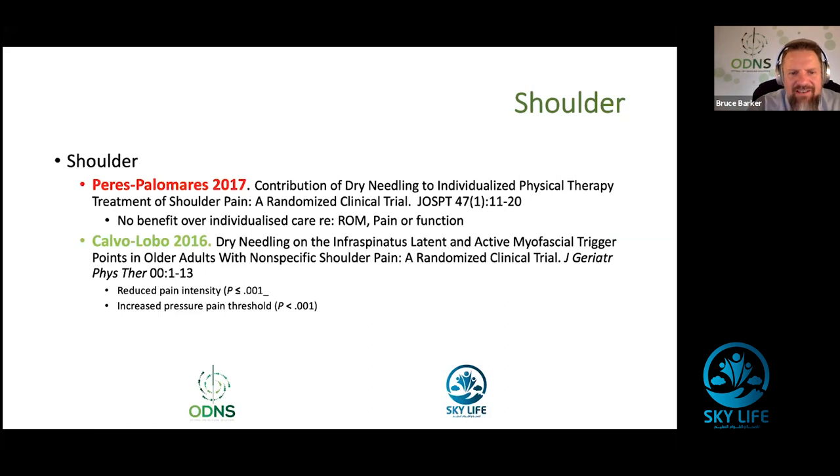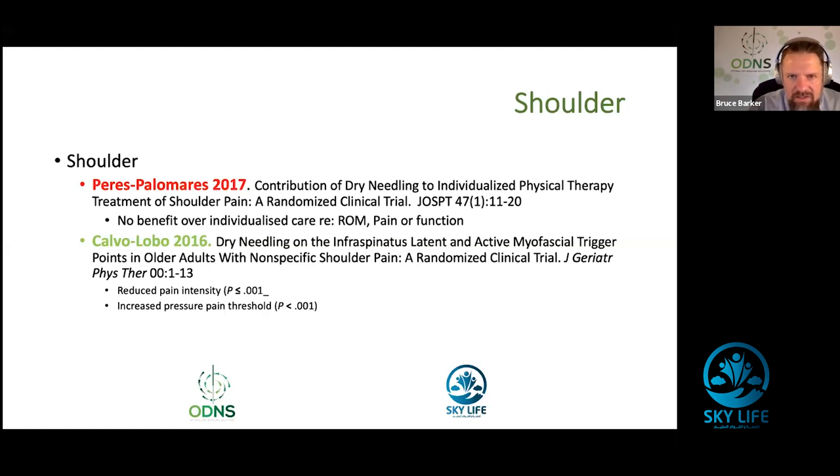So that's no great. Calvo Lobo, a year earlier, tried needling specifically on the infraspinatus, active and latent trigger points, in older patients with, you know, the classical non-specific shoulder pain. And they found this works. Reduced pain intensity, increased pressure pain threshold. So the studies for shoulder are equivocal.